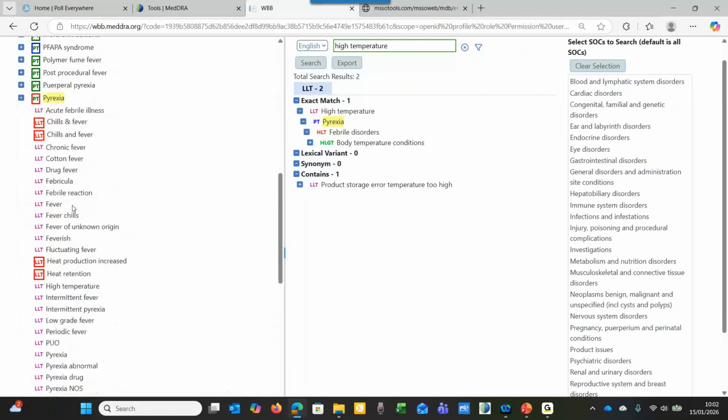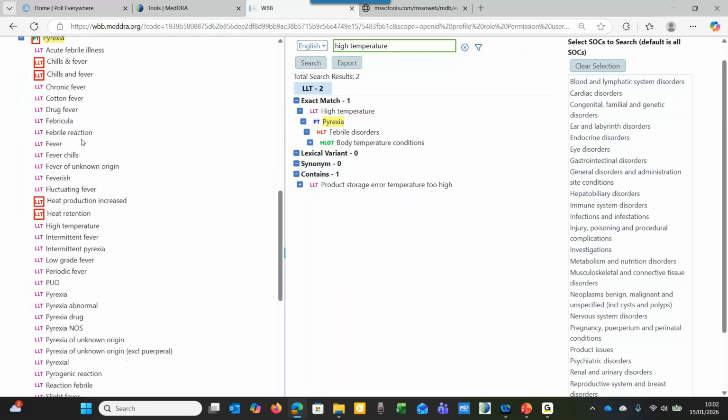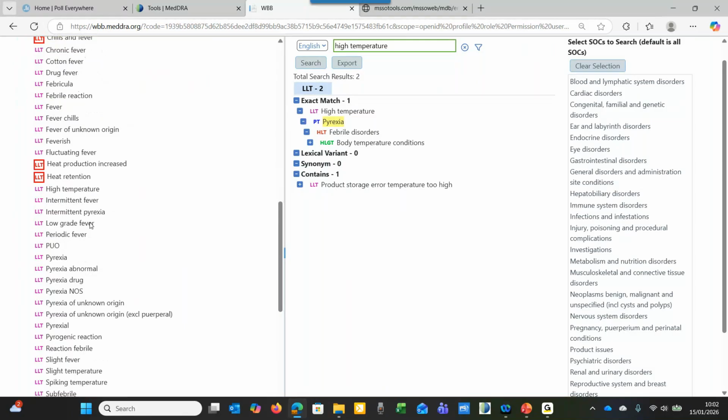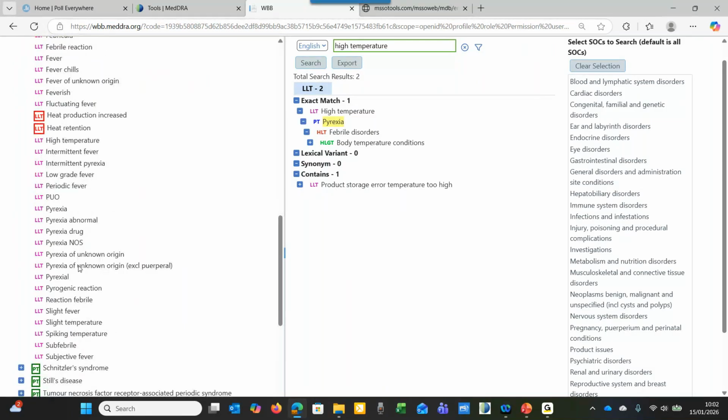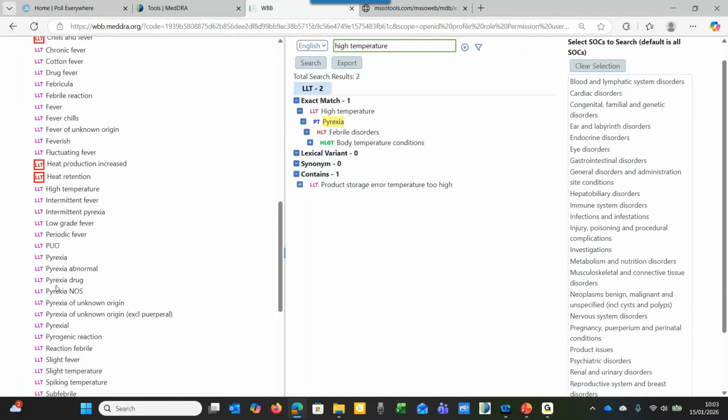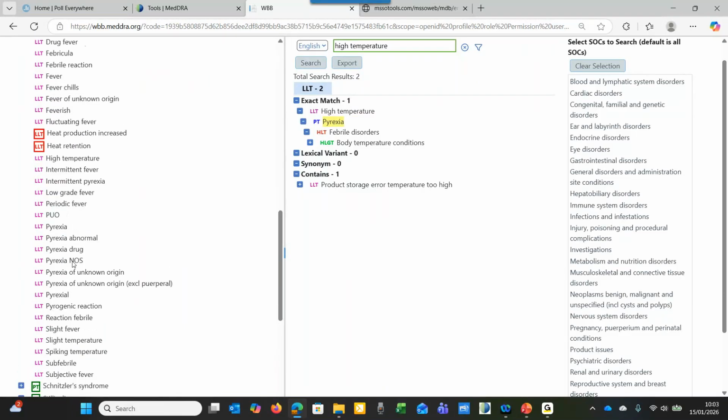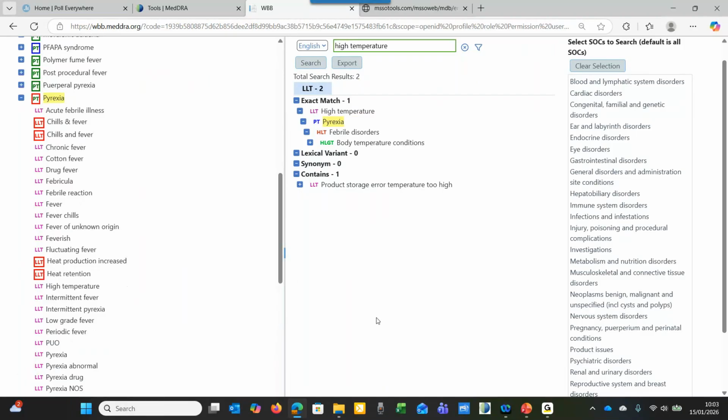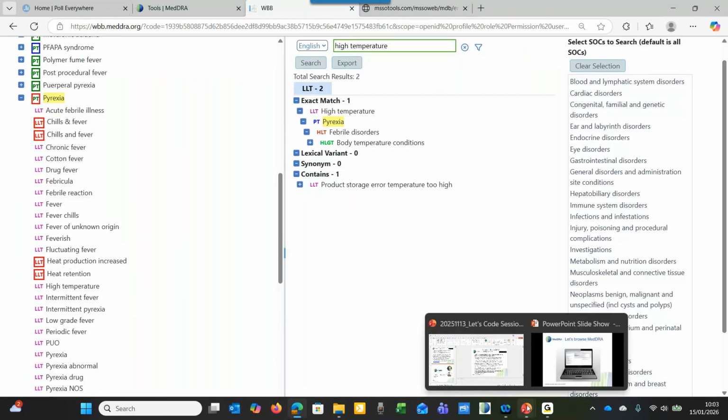There's pyrexia as the PT. Underneath it, this is where we find we've got fever or we've got high temperature, and we've got lots of other ways of describing it. There's low grade fever, but there isn't a high fever. Slight fever. This is one of the few terms in MedDRA where there are what I would call severity, if you like: high fever, low fever, subfebrile, slight fever. So the PT is pyrexia, and I would probably choose fever under that one.